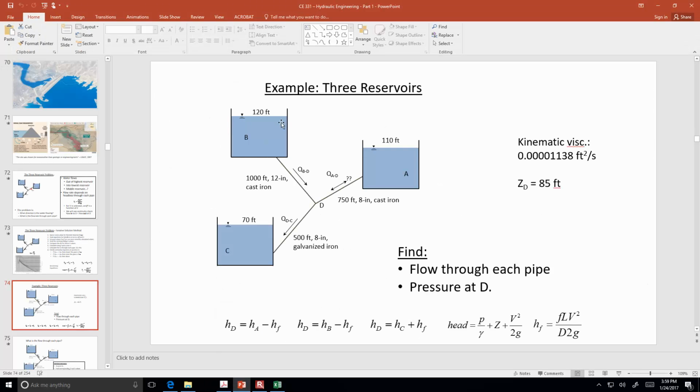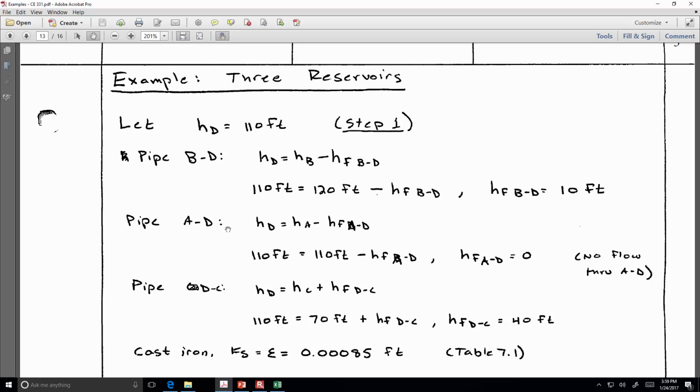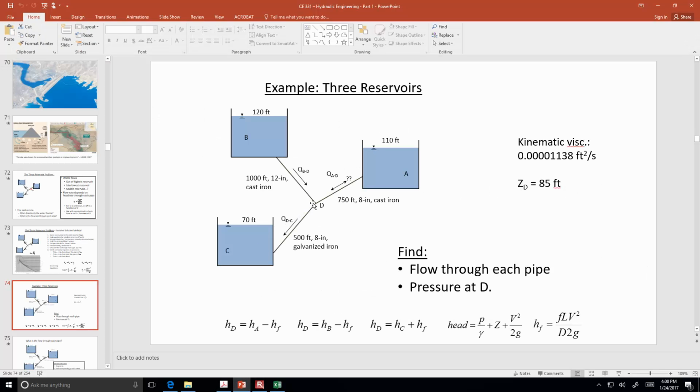If we've got 120 here and it's 110 at junction D, then that means there's 10 feet of losses as the water flows through that pipe. And we do a similar thing with the other pipes as well. There's no losses through pipe AD because the water isn't flowing. But through pipe DC, there is 40 feet of losses, meaning that the water's flowing from D towards C, and if the head here was 110, that means we're losing 40 feet of head over the course of that flow.